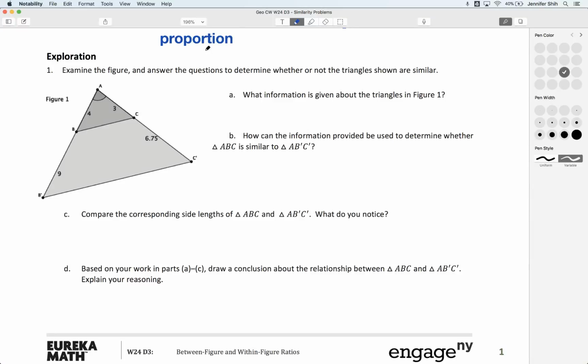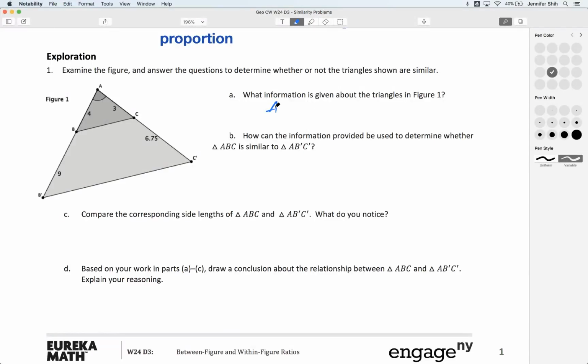Examine the figure and answer the questions to determine whether or not the triangles shown are similar. So what information is given about triangles in figure 1? I just read the instructions and now I'm looking at the given figure, scanning for details, like every good detective. Okay, so we have lengths of A and B, B and B prime, A and C, and C to C prime.